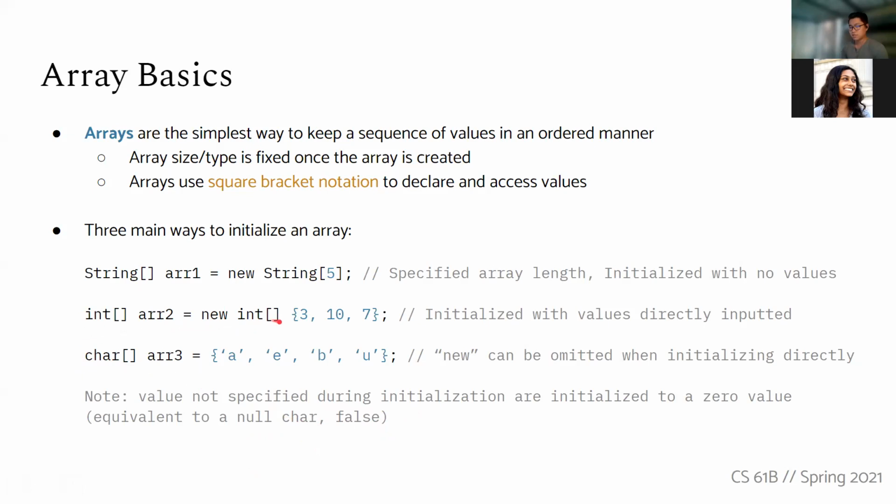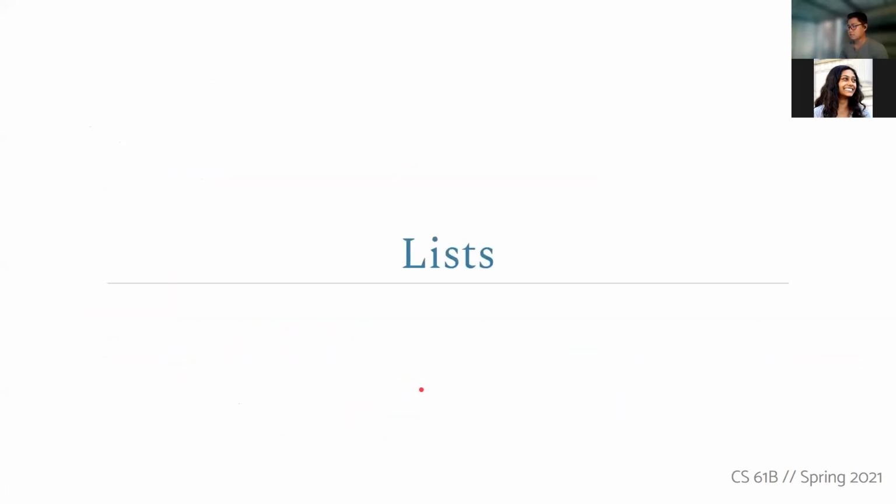There are 2 other ways to instantiate an array. You have the shorthand case, where we have an integer array of length 3 with the values 3, 10, and 7. And then we can also forgo the keyword new and the type along with the brackets, using simply curly brackets and the values that we want in our array. Cool, that should be about it.